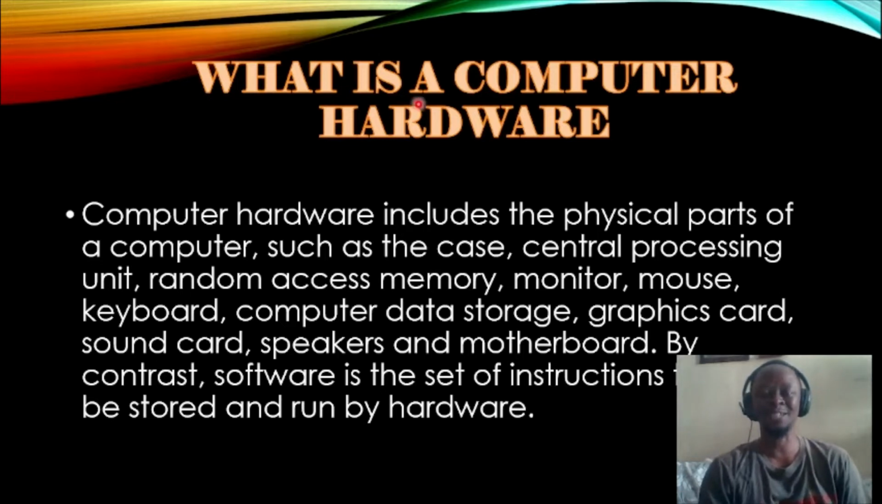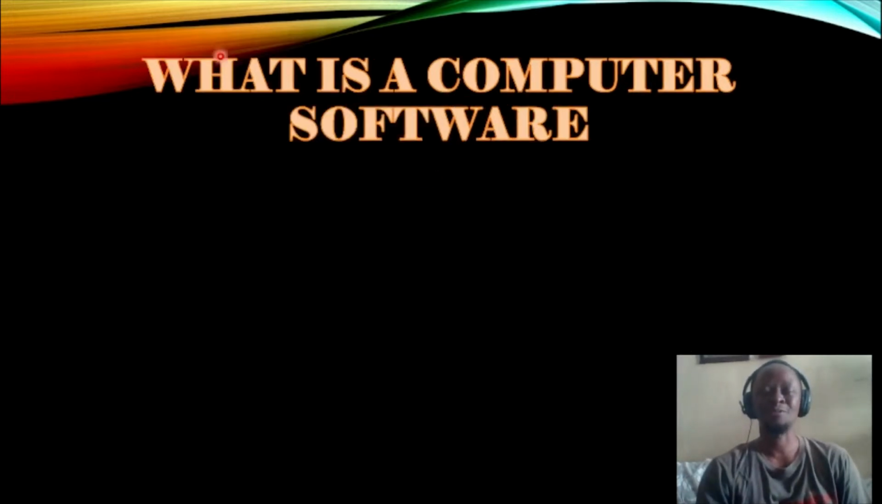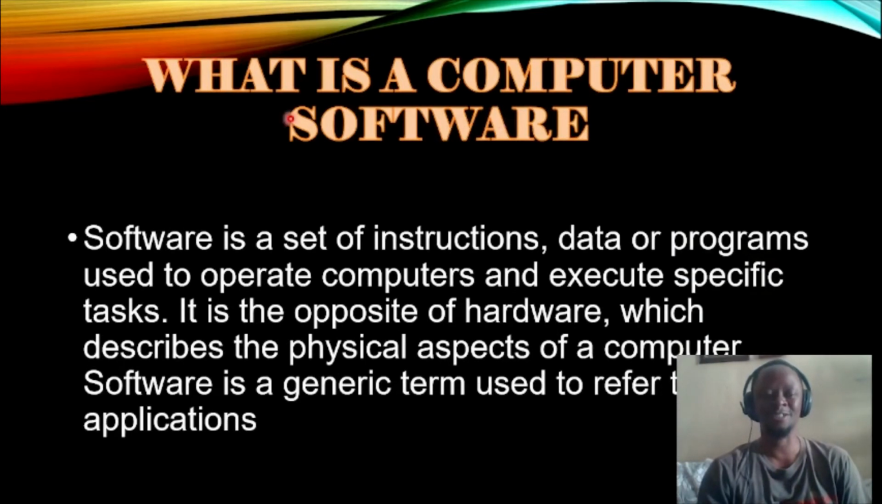Now you've seen exactly what hardware is. Now I'm going to take you to what software is. The software is a set of instructions. Remember, it is programs used to operate a computer and execute specific tasks like calculating, and anything at all you want to do. You just put it in and it performs that special task for you. It is the opposite of the hardware, which describes the physical aspect of the computer.